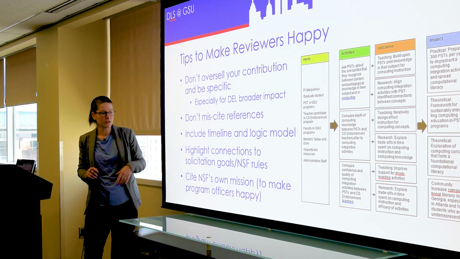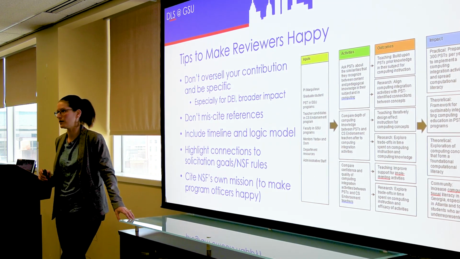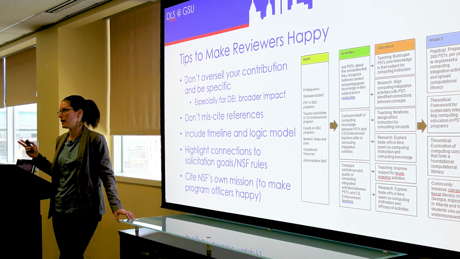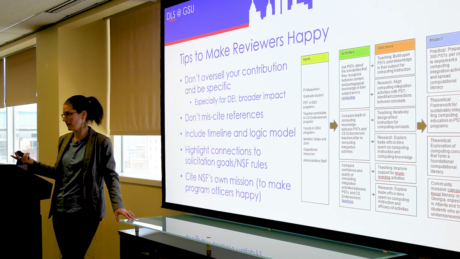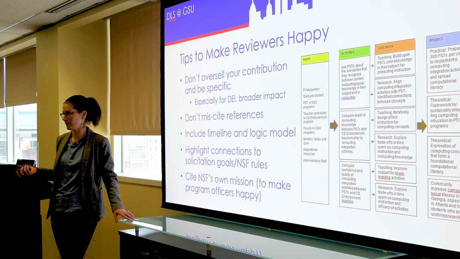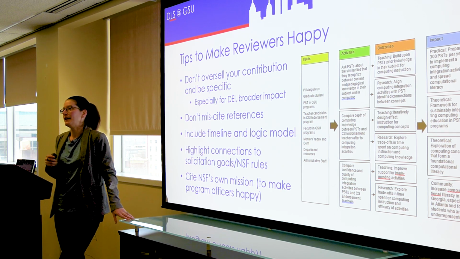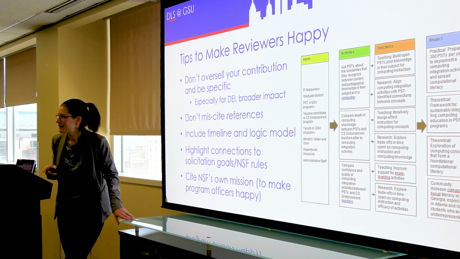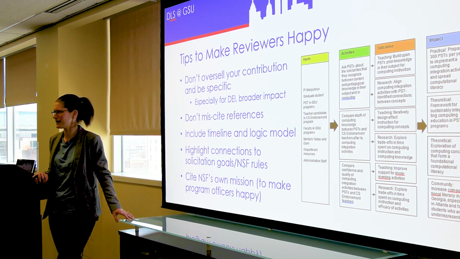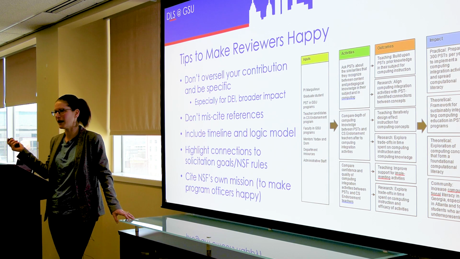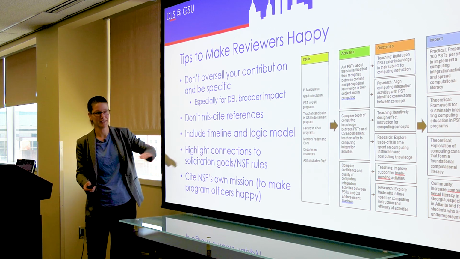You should highlight connections to solicitation goals or NSF rules. I recently submitted a proposal that included some colleagues who were not in the US. And according to NSF rules, you can't pay people who are not in the US as principal investigators because it's the American National Science Foundation. We kind of explained that, expecting people to know that that was a rule, but they didn't know, and they were like, it's completely unreasonable that these people not from the US would not be principal investigators. I'm like, but they literally can't be. So explain any of that.